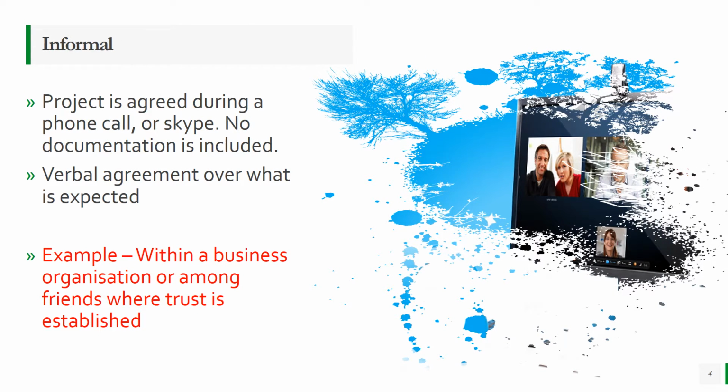Another type of client brief that you will need to be aware of is informal. So an informal client brief is where there's no written paperwork, there's no actual documentation. It's usually like a verbal agreement on what they actually expect from you. So often this is agreed during a phone call or through a Skype conversation. An example of this is maybe within a business, like within your school, one person might ask somebody else to do something for them, or between two friends where you might know somebody that makes websites and you can just ask them what you want.